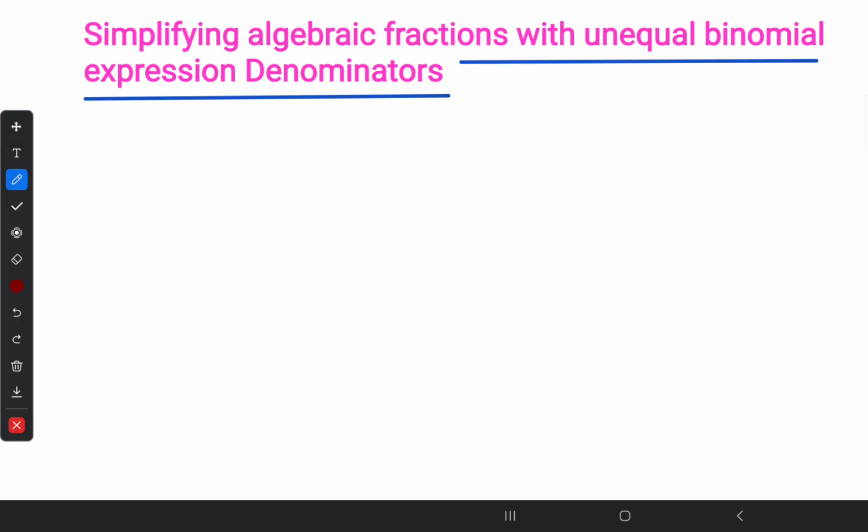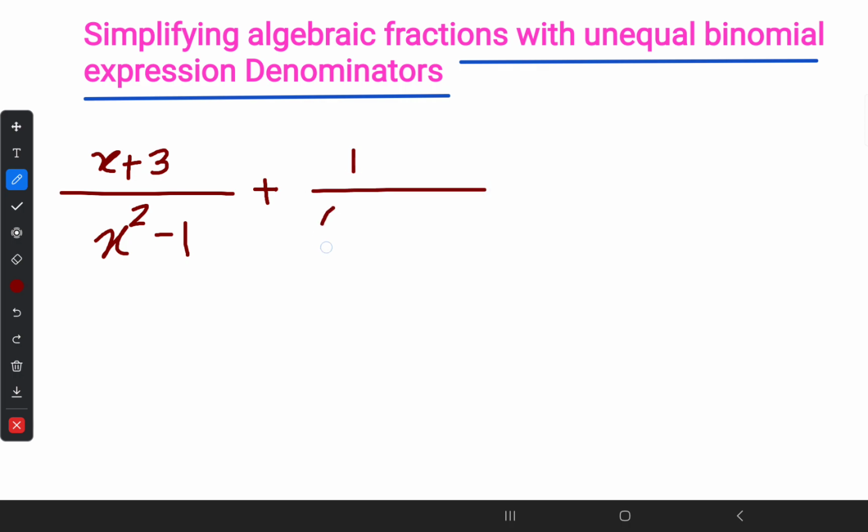Let's have an example. So first of all, (x + 3) divided by (x² − 1), plus 1 times (x² + 2x + 1). Okay, look at the denominators. These are unequal algebraic expressions. So we have to factorize them. Initially, we need to factorize them first of all. Thereafter only we can deal with our LCM.